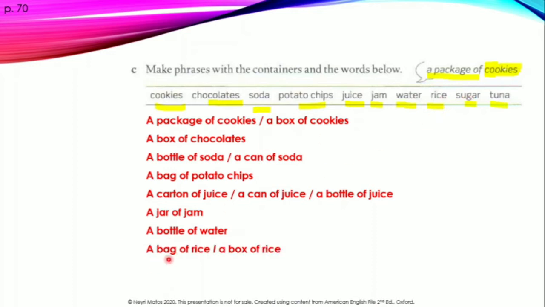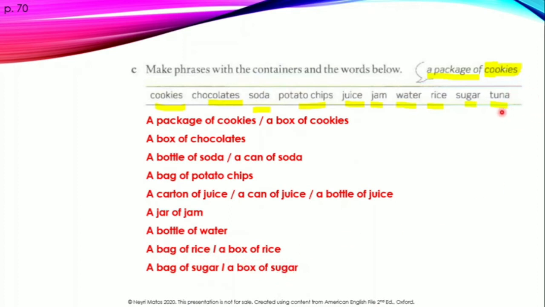For rice, you can say a bag of rice or a box of rice, okay? In the supermarket, we usually find bags of rice, but sometimes we can see rice in boxes too, especially specific rice. If it's special rice, we can see it in a box too, right? Next is sugar. So you can have a bag of sugar or a box of sugar, okay? The same thing for rice. Sometimes we see sugar in a bag or sugar in a box.